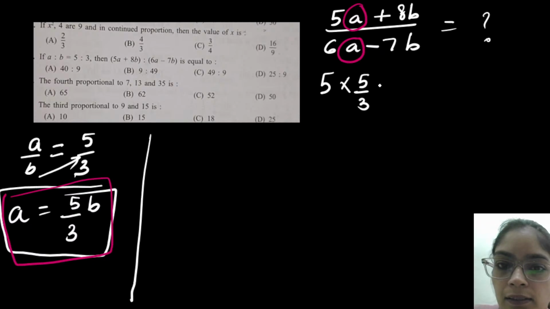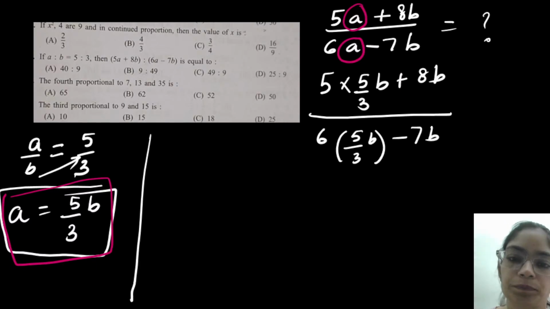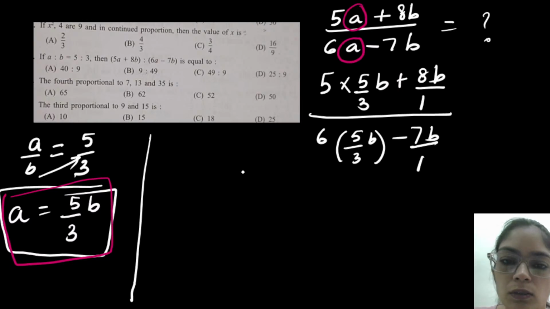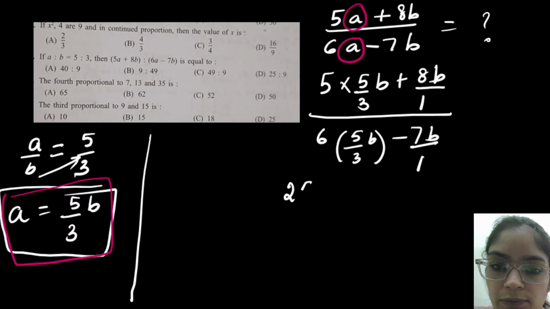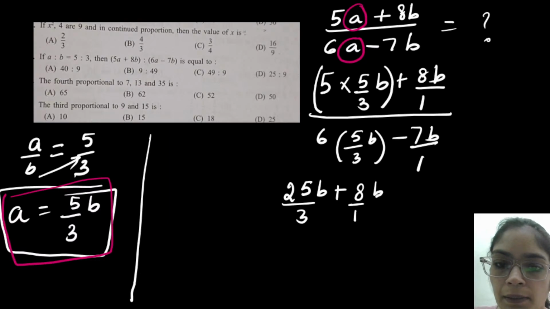So let's do that. Plus 8B by 6 into 5 by 3B minus 7B. So what I have done is just substituted the value of A as 5 by 3B. After substituting, what will we get? We'll just simplify. Let's write these also in fractional form. So we get 5 into 5, 25. First we have to do multiplication, then addition, as per BODMAS. So 25B by 3 plus 8 by 1B.